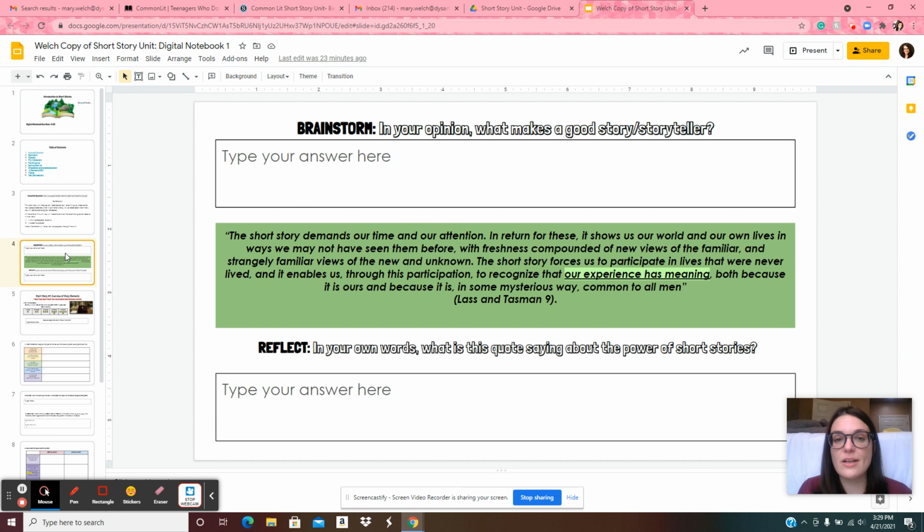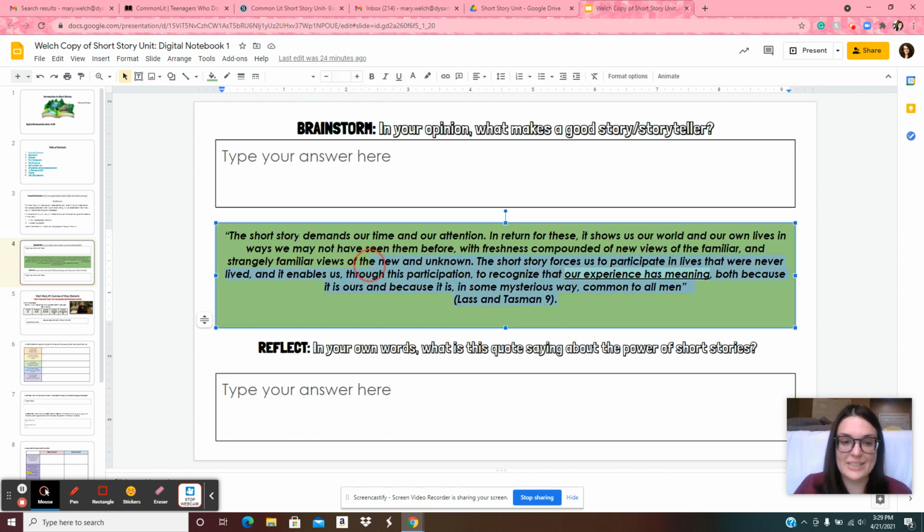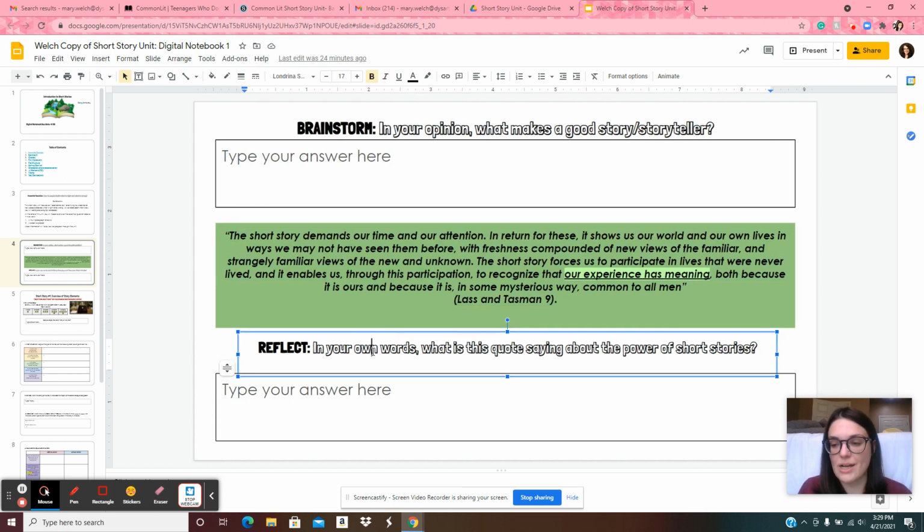The first slide that you need to complete is this brainstorming slide. The first question you're going to need to answer is, in your own opinion, what makes a good story or storyteller? So it does say in your opinion, so you are allowed to say I think, and I'm looking for about 2 to 3 sentences here. And then the next thing it wants you to do is read this quote, and then in your own words, describe what this quote is saying about how and why short stories can be powerful.